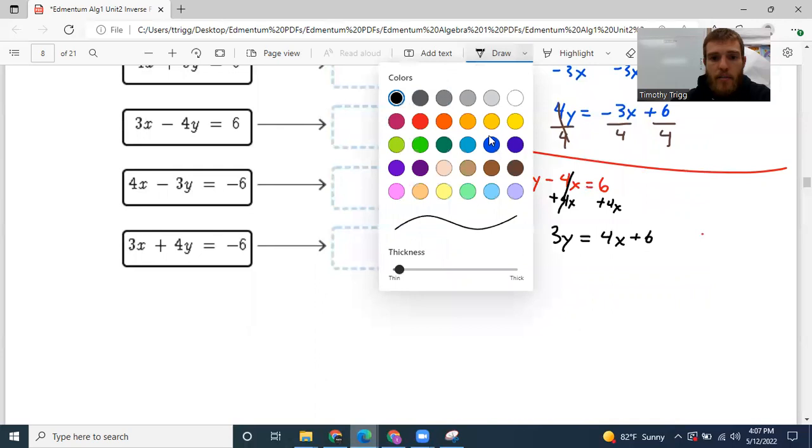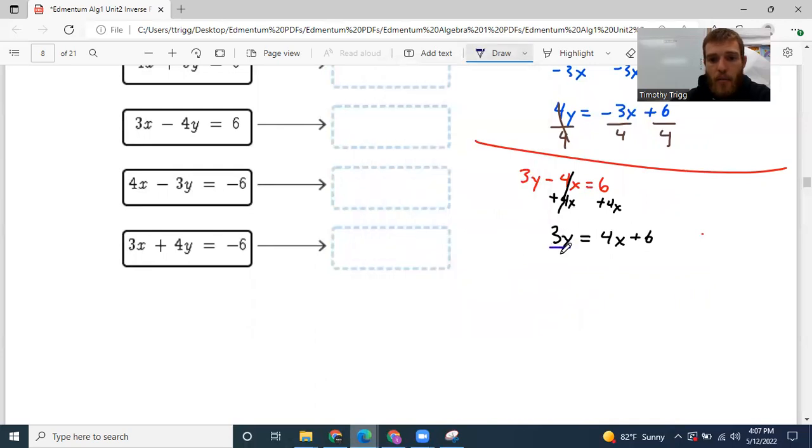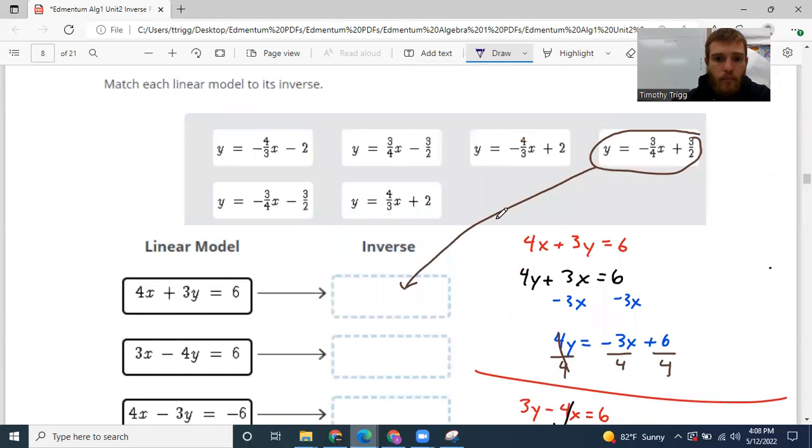Lastly, to get y by itself, we're going to go ahead and divide by 3. Remember, these are multiplied, so we cancel it with division. Divide each term by 3, giving us that y equals 4/3 x. 6 divided by 3 is 2, so plus 2. 4/3 x plus 2. So this one goes here.